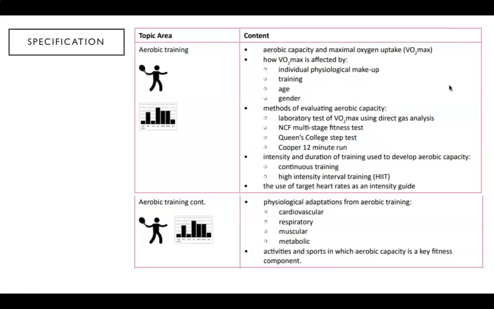Today, the main focus is going to be aerobic capacity and VO2 max, how VO2 max is affected by individual physiological makeup or genetics, training, age, gender, and also methods of evaluating aerobic capacity: laboratory test of VO2 max using direct gas analysis, multi-stage fitness test, Queen's College step test, and the Cooper 12-minute run. Then we'll be going on to the other sections in later lessons. So please get your pens and papers ready to complete some corner notes on what we have just gone through there.